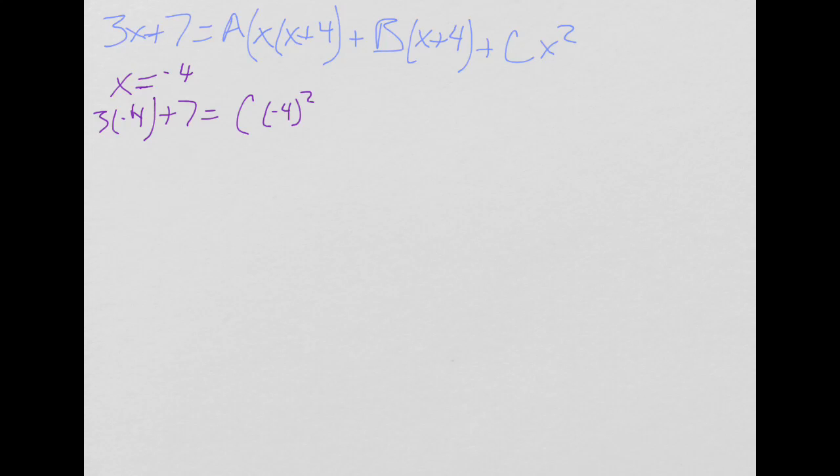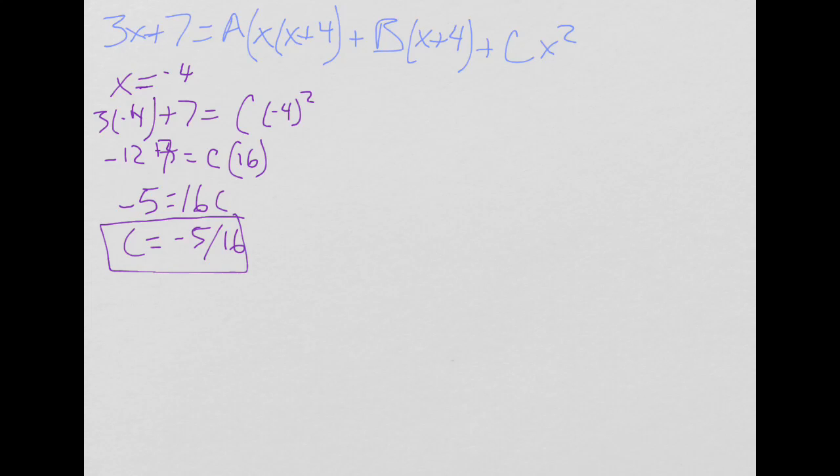Well, 3 times negative 4 is negative 12 plus 7 equals c times negative 4 squared, which is positive 16. So we get negative 5 equals 16c, and we find that c equals negative 5 over 16. One value done. Let's be smart again and find another term. Well, the other clever x value that we can substitute in is x equals 0. And let's see what happens.